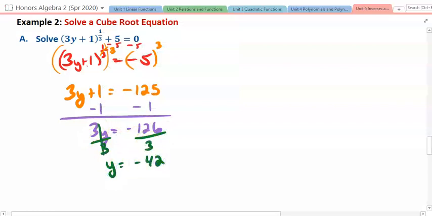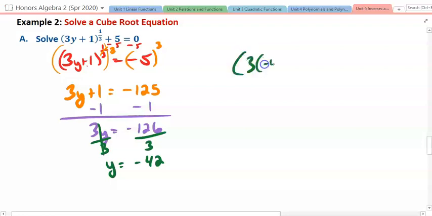And so we still need to check for extraneous solutions with cubic functions, but they are less likely to happen because cube root functions have a domain of all real numbers and a range of all real numbers. And so the likelihood of an extraneous solution happening is less for cube roots than it is for square roots. And so we'll check this answer out.